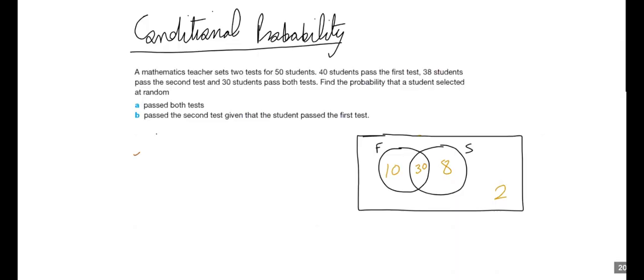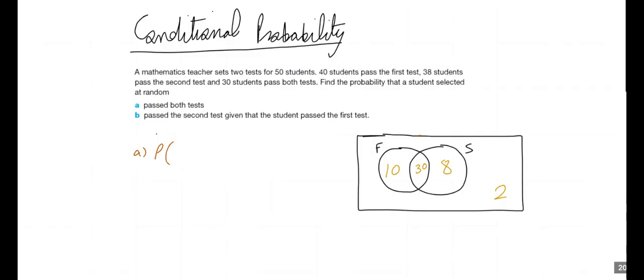What about here? 38 passed it, so you put 8. Exactly. Is there anybody who comes outside of F and S? Yeah. How many people? 2. Two, because this accounts for only 48 people. There's 50 students in the class, so there were two kids who failed both tests. Perfect. The first question is, what's the probability that a person selected at random has passed both tests?